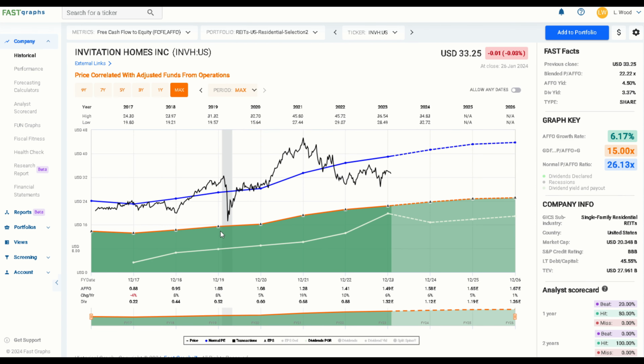Invitation Homes. So we can see some fairly good AFFO growth there, BBB rated. Again, slightly higher long-term debt to capital levels. Dividend yields of about 3%. Some pretty good analyst scorecards here. Difficult to say here. There's not a lot of history here, so I'm not going to worry too much about these dividend levels. But we can see here that the dividend payout ratio appears to be quite elevated, and there's been this decline in prices here.